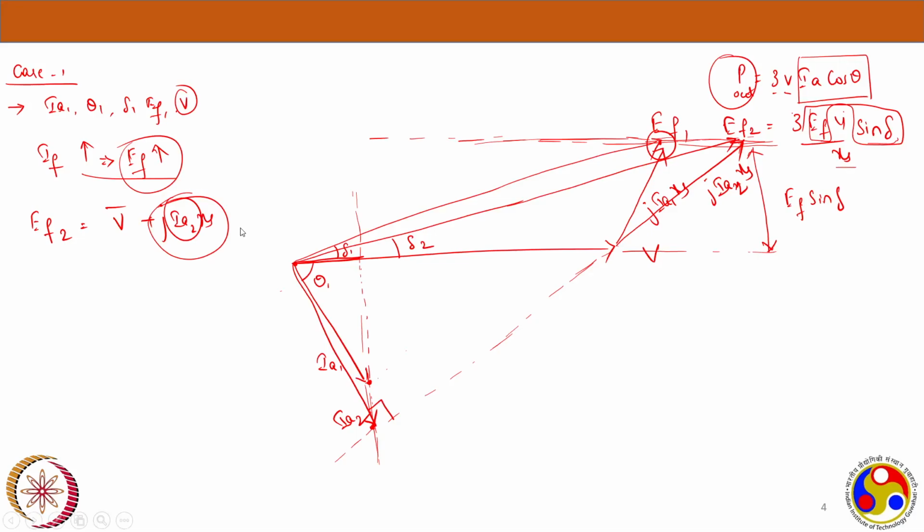Or else you can just draw from this point a perpendicular to the projection of jIA2 axis. It will come at this particular intersection point only. So the tip of IA2 must lie on that line.